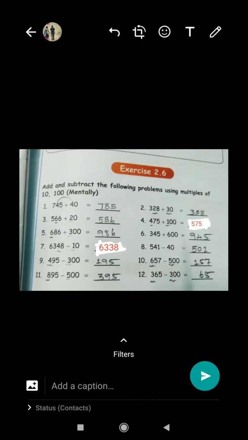So do the sums yourself, 9, 10, 11, 12. Okay. Thank you.